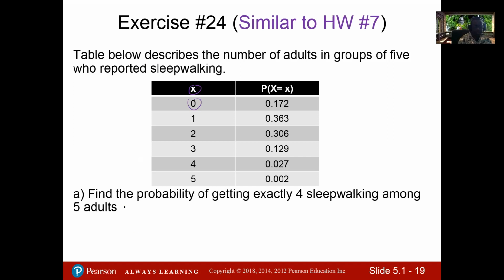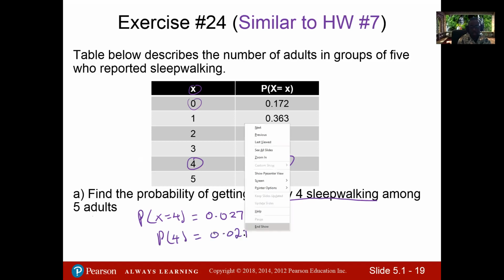Now the question is: find the probability of getting exactly 4 sleepwalkers among the 5 adults. So if you have 5 adults, X is 4. That probability is P(X = 4) = 0.027. Or sometimes we can say it is just P(4), and that is the same as 0.027. So it depends on how you represent that.